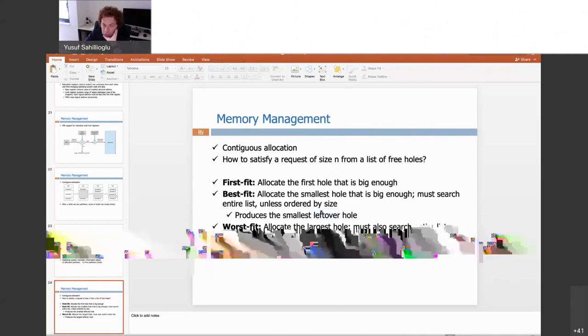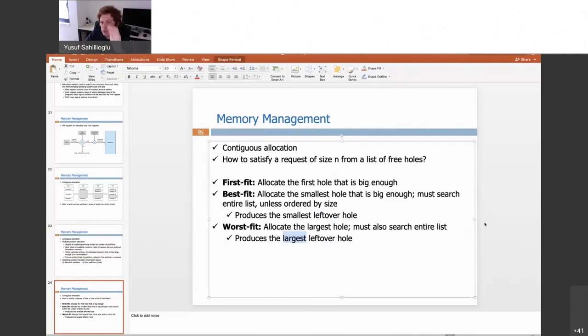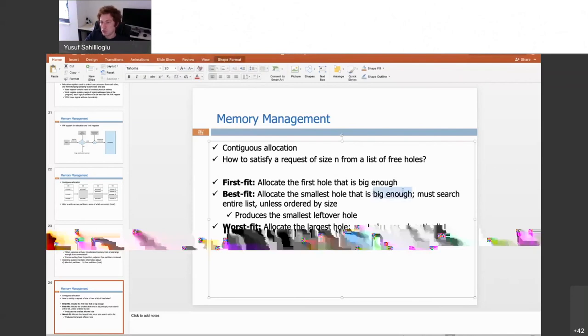And worst fit is the opposite idea. It produces the largest leftover hole. So here it assumes that your processes are smaller, okay? So the next process is likely to be a bigger process. So I better leave the largest holes behind. Yeah, allocate the largest hole that is big enough to start that process.